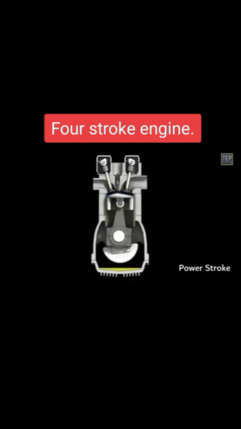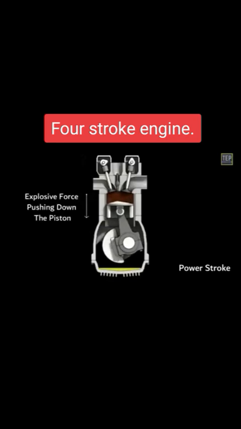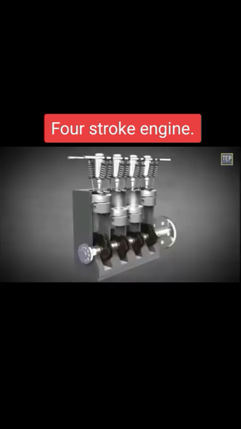Power stroke. The fuel-air mixture at high pressure and temperature is ignited by a spark. The spark ignites the fuel-air mixture. This burning increases the pressure and temperature of the gases further. The gases expand, producing an explosive force pushing the piston down at high acceleration. Then the linear movement of the piston is converted into rotary motion of the crankshaft.